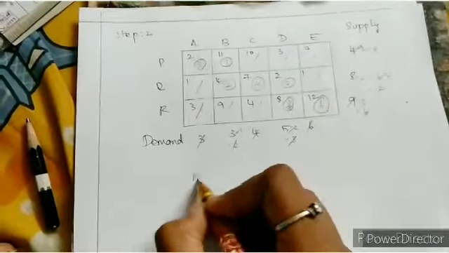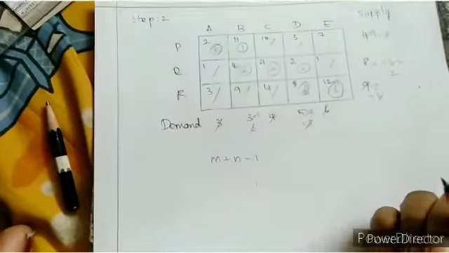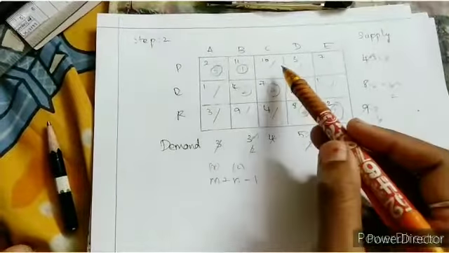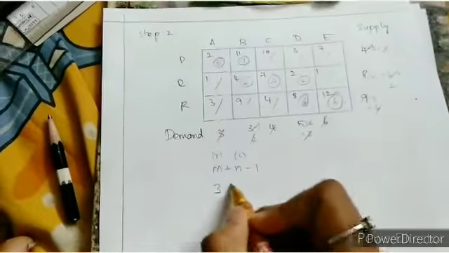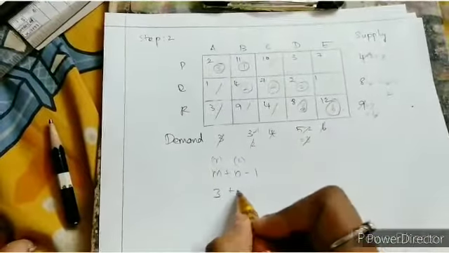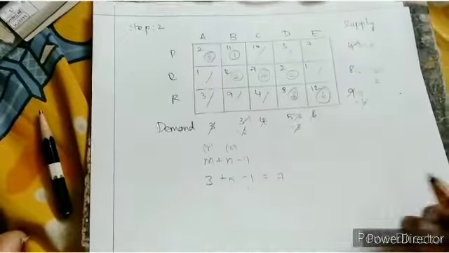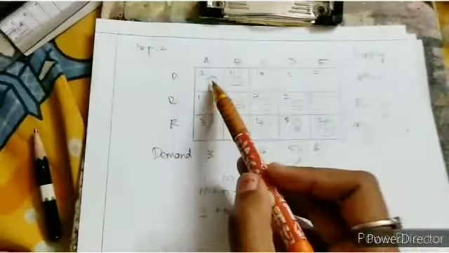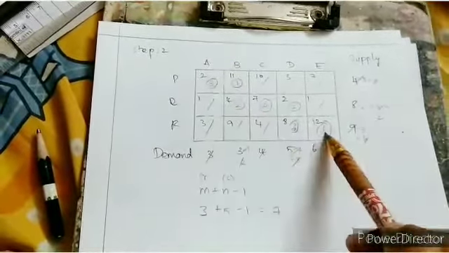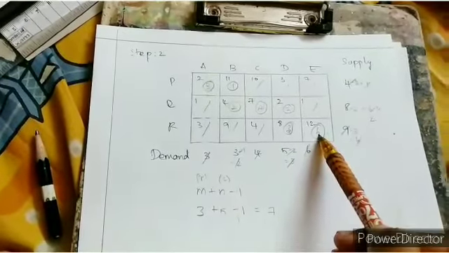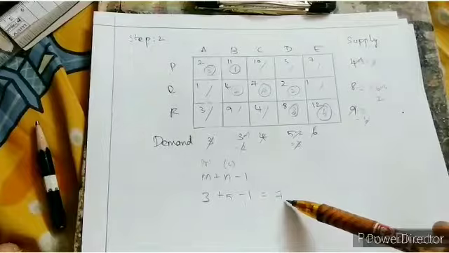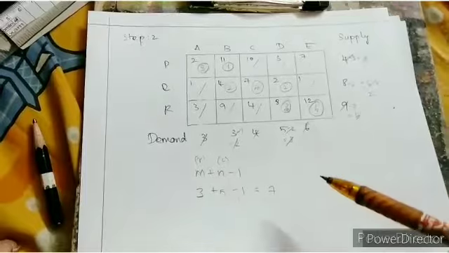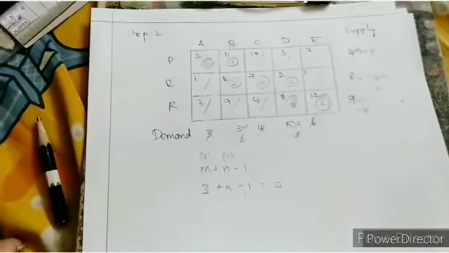First, we have to satisfy this formula, that is m plus n minus 1. m is the number of rows, n is the number of columns. The number of rows is 3, and the number of columns is 5, minus 1. When we calculate, we get 7. Now we have to check how many allocations we made. The independent allocations are 1, 2, 3, 4, 5, 6, 7. So the allocation we made is 7, and the formula value is 7. As both the formula and the allocations are equal, this solution is considered a non-degenerate basic feasible solution.